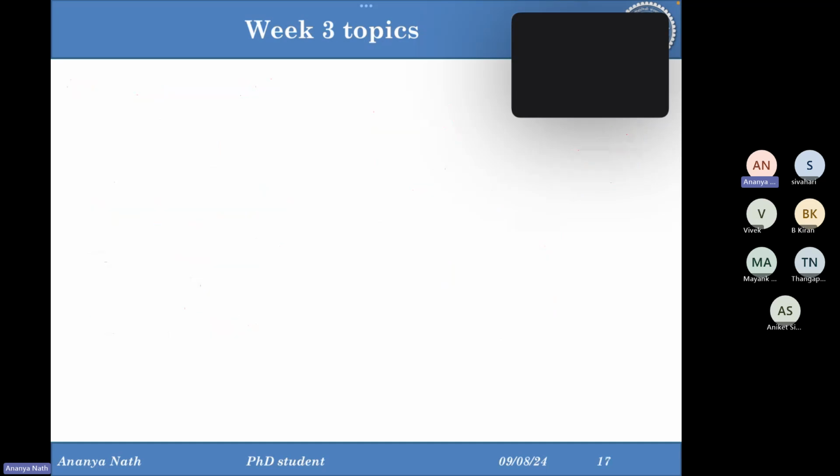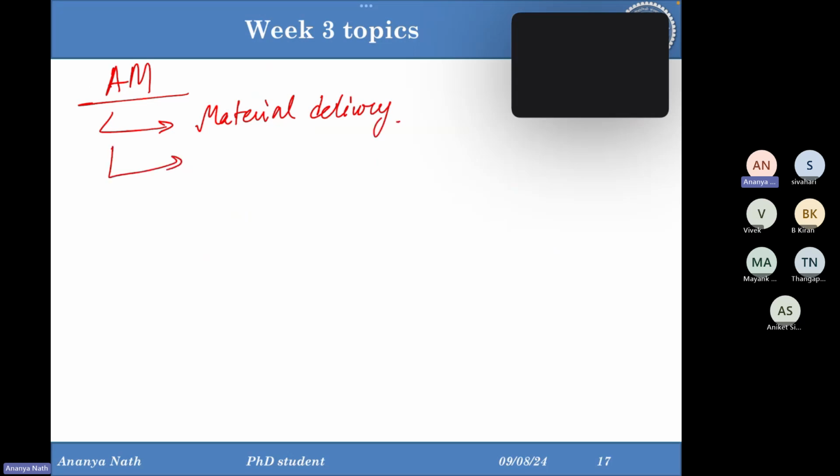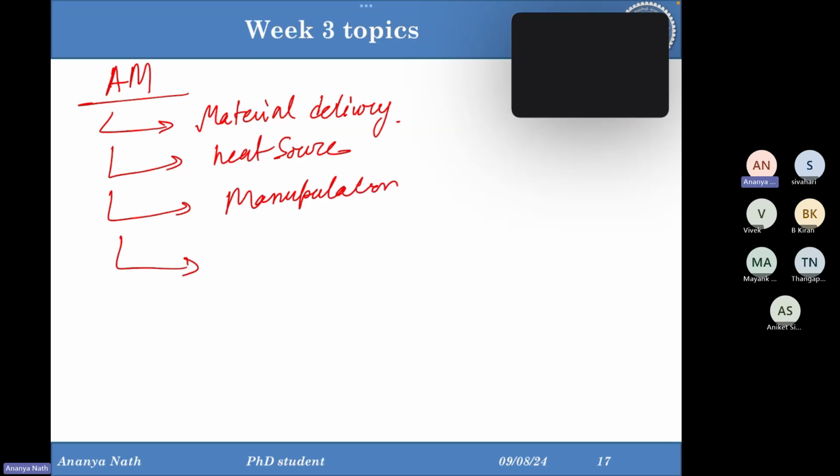And the last topic which is left is like, for any AM technique there are four things. One is the material delivery system. The second thing is heat source. The third thing is manipulator. And the fourth thing is like the part printing, like the build plate attachment.